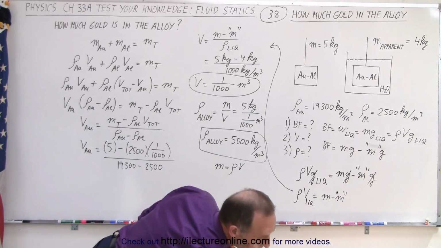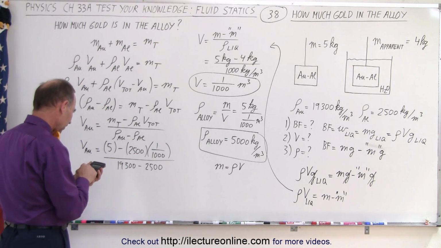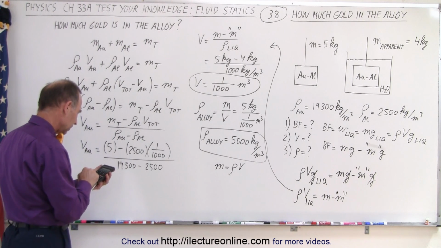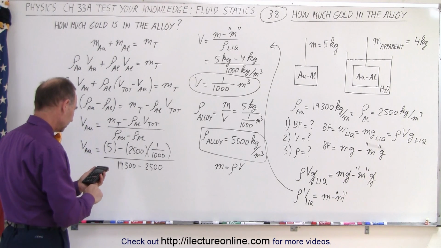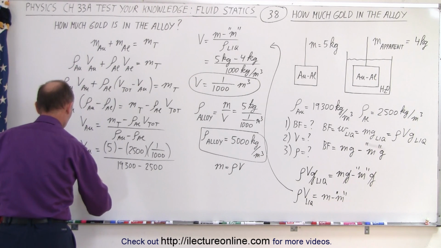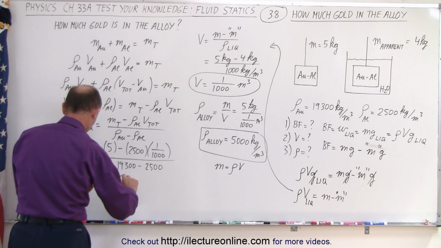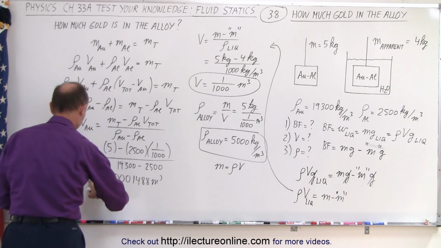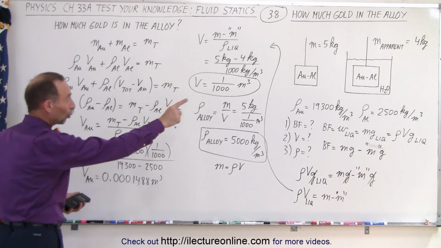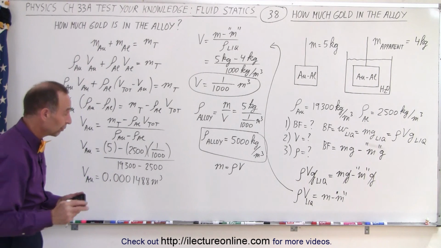Okay, let's see what that equals. So this is 2.5, subtract from 5, that's 2.5 divided by the difference between 19,300 and 2,500. And the volume of the gold is going to be equal to 0.0001488 cubic meters. Notice that the total volume is 0.001, so about 15% of the total volume is gold.